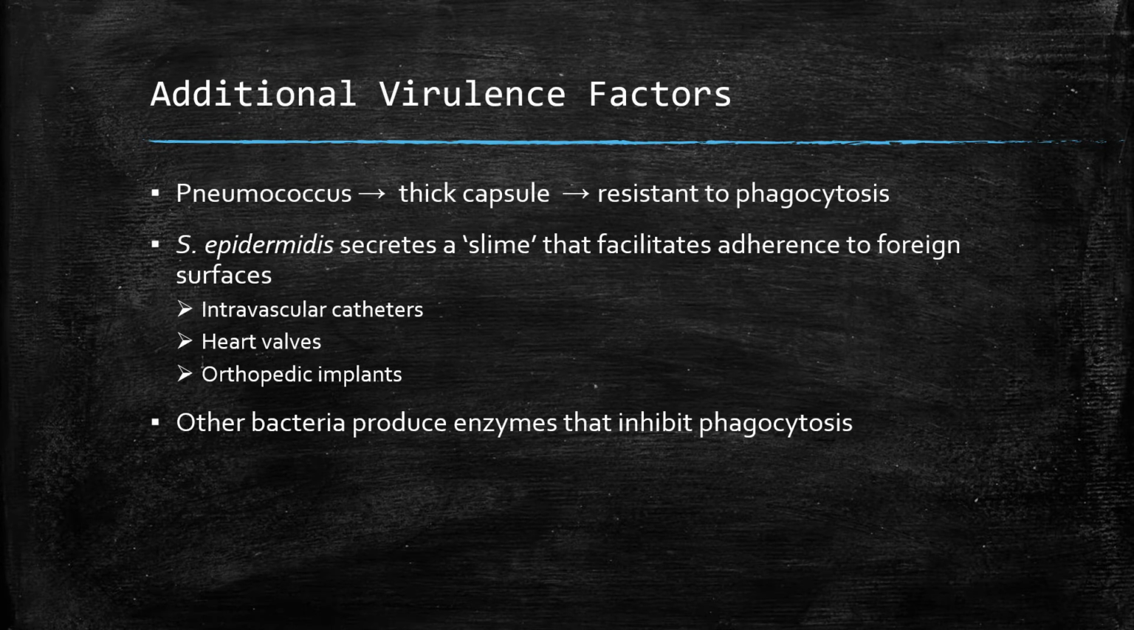Besides exotoxins and endotoxins, there are many other known virulence factors. Pneumococcus has a thick capsule that surrounds its cell wall, and this makes it resistant to phagocytosis. Staph epidermidis secretes a slime that facilitates its adherence to foreign surfaces like intravascular catheters, heart valves, and orthopedic implants. Other bacteria are capable of producing enzymes that inhibit phagocytosis.